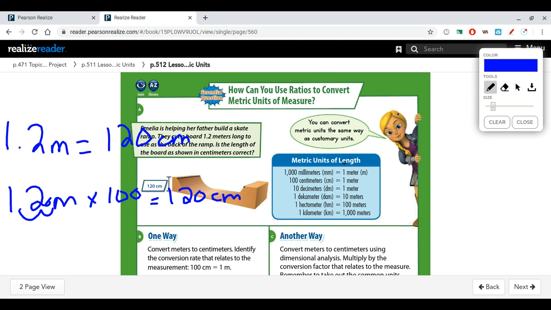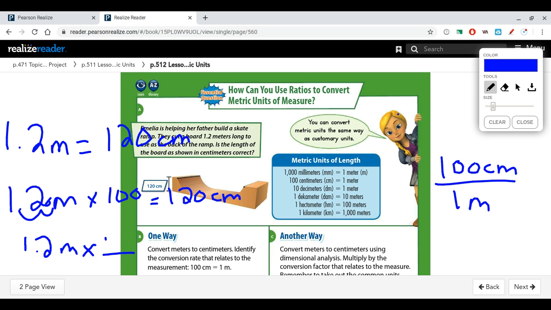If I use this with the conversion factor, let me show you guys that conversion factor. Again, it's more of a familiarity piece. If you like it, use it. If you don't like it, don't use it, but you need to be able to read it. So I'm going from 1.2 meters, and my conversion factor, my unit rate, is 100 centimeters per 1 meter.